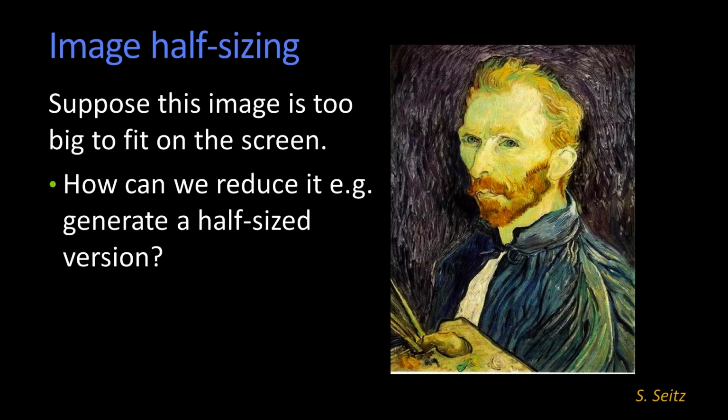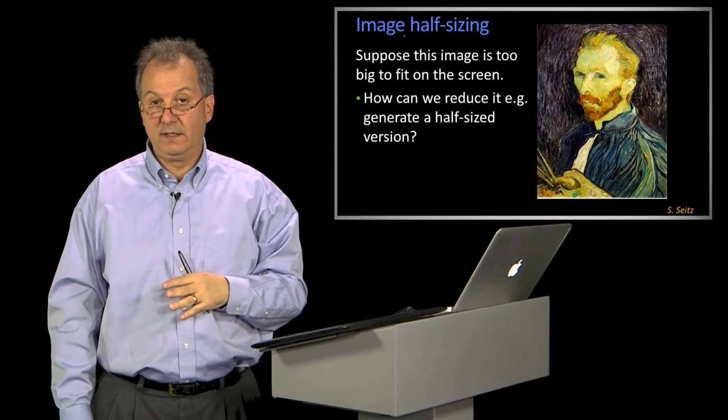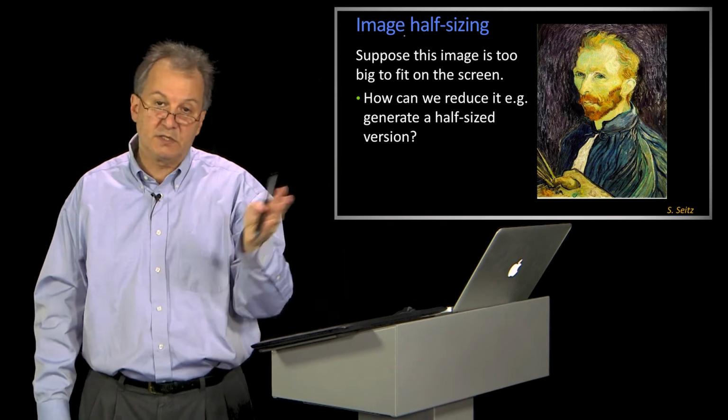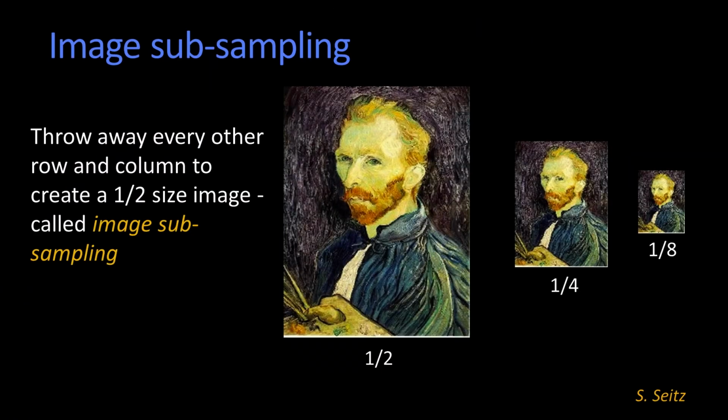So what is its impact on you? Well, its impact on you is you have to be a little careful how you treat your images. For example, and this comes from Steve, suppose I've got this image, a beautiful Van Gogh picture, and suppose it's too big to fit on a screen. I want a smaller version of it. How can we reduce it? Make it half the size or a quarter of its size. Well, one obvious way would be to throw away every other column and every other row. Just throw those away. And that's called image subsampling.